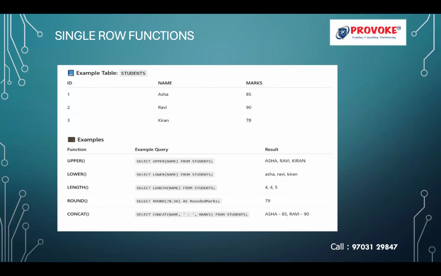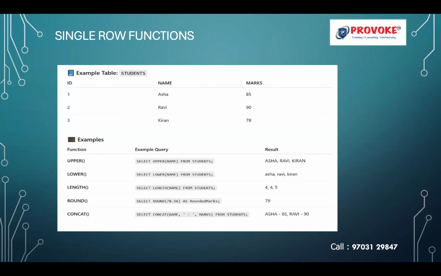Select round of 78.56 as rounded marks. So 78.56, if you round it, it is going to give the higher value 79, because the decimal part .56 is greater than .5. So it is going to give the nearest next value, which is 79.